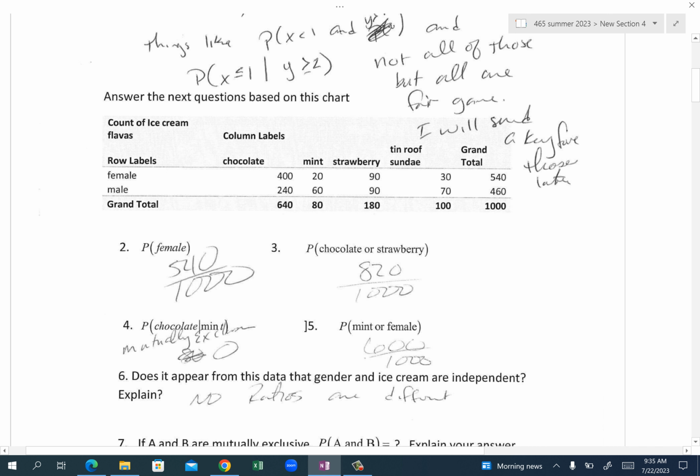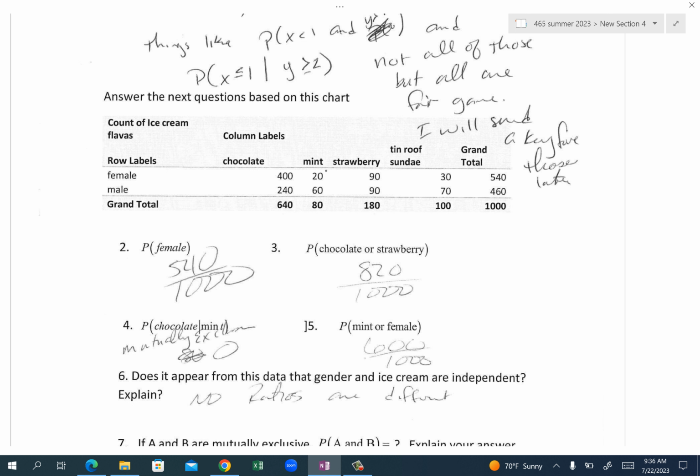I'll ask you things like, what's the probability the person is female given it was mint ice cream? Well, it's 20 out of 80. Remember, if the ratios are wildly different, then they are what we call dependent. Clearly, females in this case, and this is completely not made up data, way prefer chocolate to men, but over here the men way prefer mint, and they way prefer Tin Roof Sundae, and they're half and half on the strawberry. So when you see those sorts of things, we would say that it's dependent. Again, it doesn't mean anything other than the fact there's a relationship there.